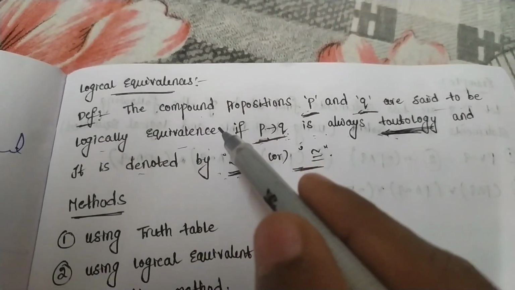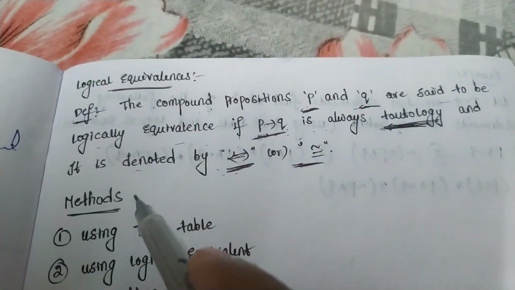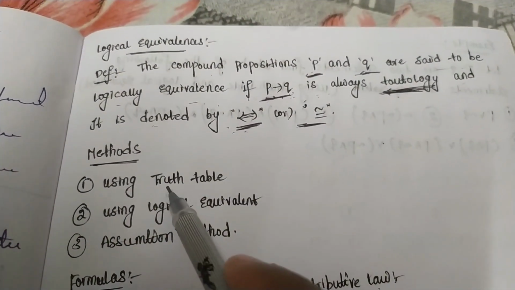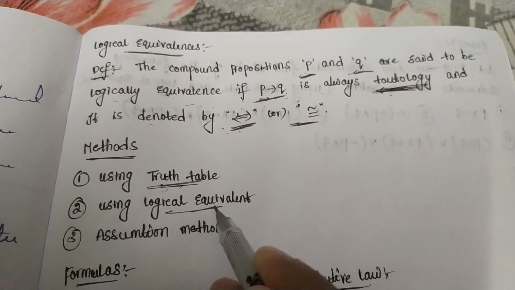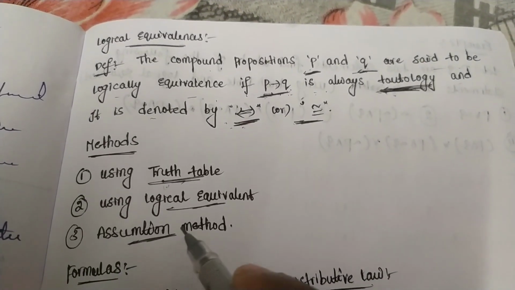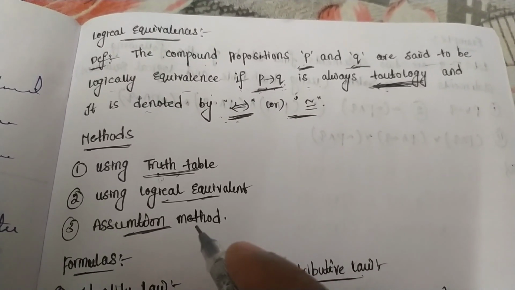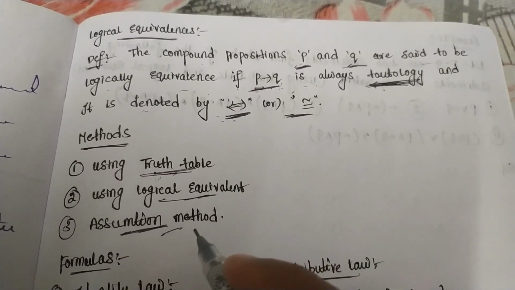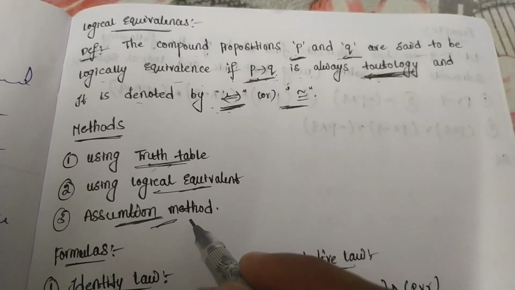Here are some of the methods used to solve problems related to logical equivalences. The first method is to use a truth table. The second one is to use the logical equivalence formulas or laws, and the third one is the assumption method. We have to assume the whole problem and try to make it false. If it is false, then the above statement is invalid. If our assumption is true, then it is called valid.